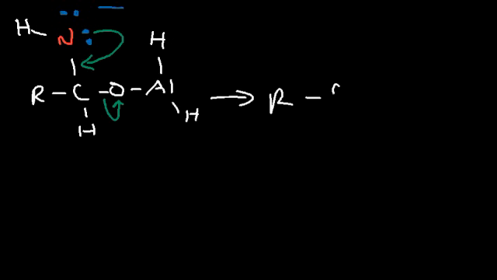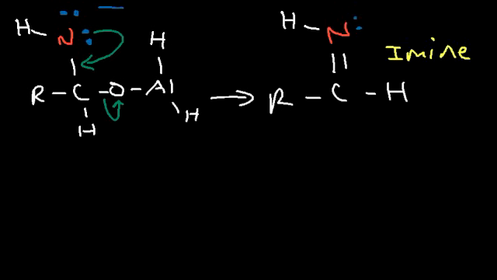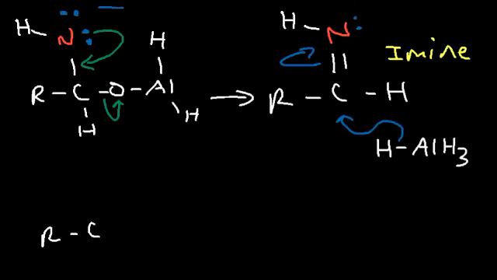So at this point, what we have is an imine. We have a carbon double bonded to a nitrogen atom. So this is called an imine. Now, another aluminum hydride ion is going to react with the imine, much in the same way as it will react with an aldehyde after the addition of one hydrogen atom. So the second hydrogen atom is added, breaking the pi bond, and so now the nitrogen has a negative charge once more.